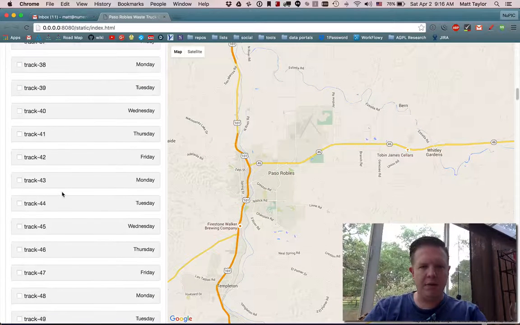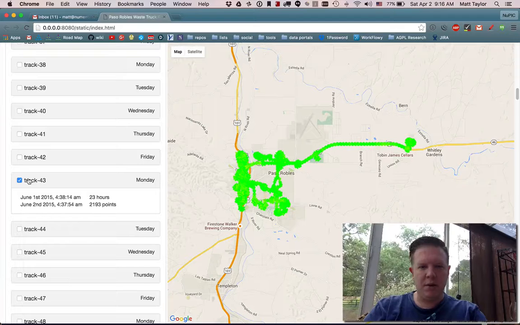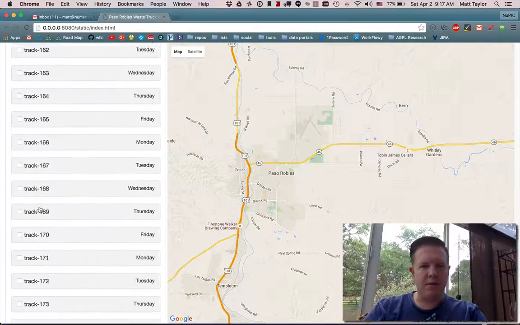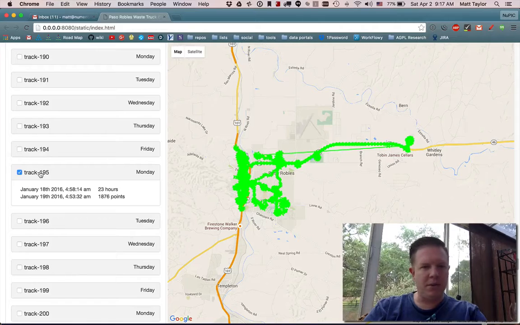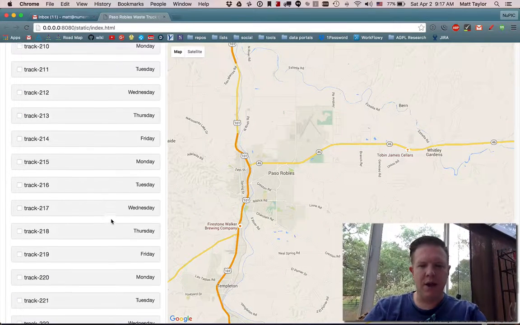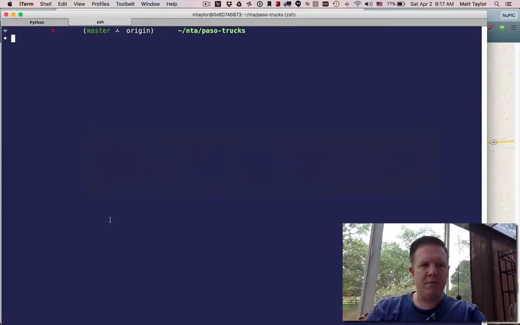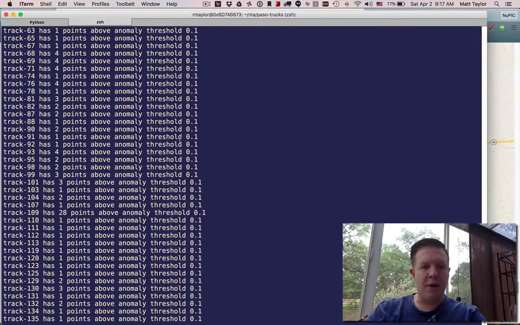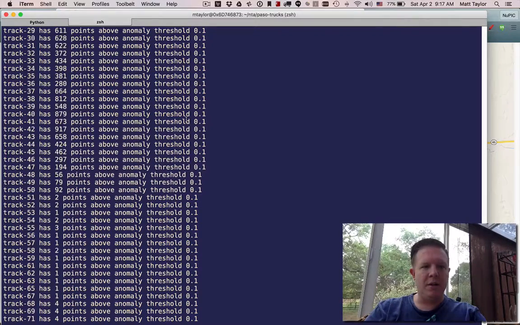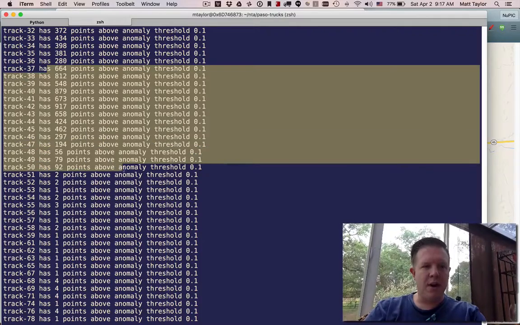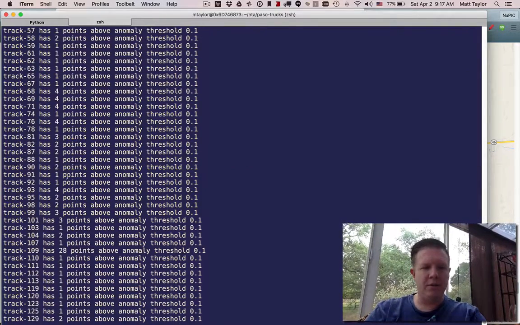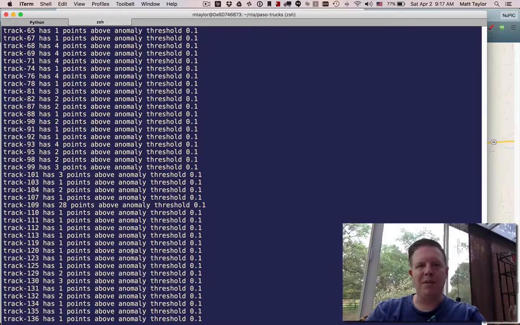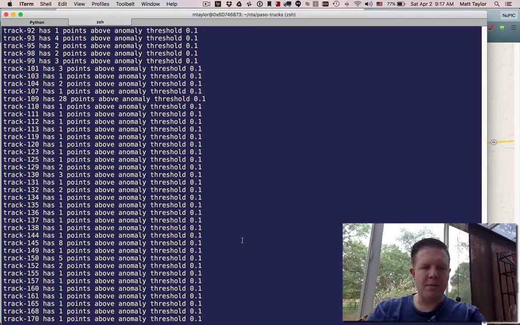And if I go down and start looking, and I'll just sample some other Mondays, pretty much all green. And as we get down near the end of this, because this is almost a whole year, there's basically no anomalies at all on any of these tracks in the last 6 months of the year. I've even run a script to find how many points in each track are above an anomaly threshold of 0.1. And as you can tell, after about 50 tracks, it drops to hardly anything. Track 109 has 28 anomalies above 0.1, but I went and looked at it and it was nothing.